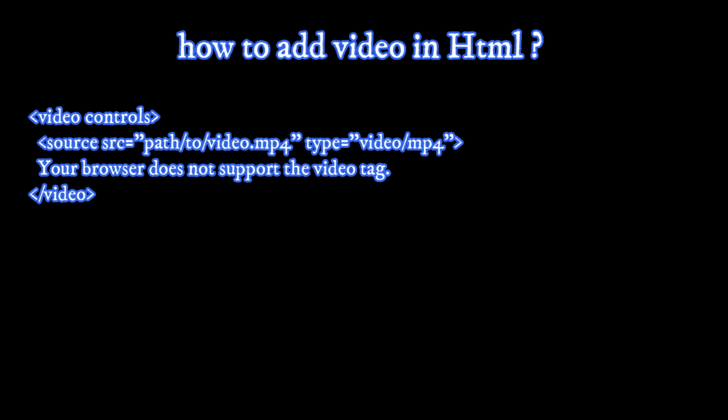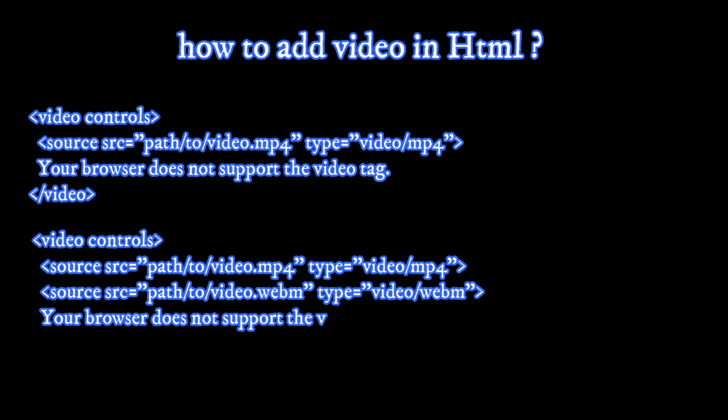The text "Your browser does not support the video tag" will be displayed if the user's browser does not support the video element. You can also add multiple source elements to the video element to provide different versions of the video in different formats, allowing the browser to choose the appropriate version based on its capabilities. Here is an example. In this example, both an MP4 and a WebM version of the video are provided, and the browser will automatically choose the best format based on its capabilities.